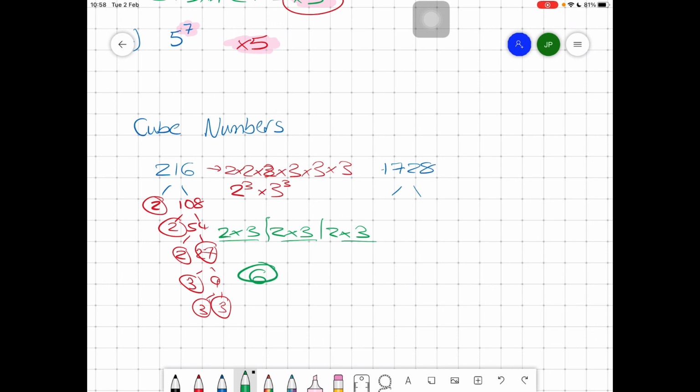Do not worry about 1728, but it's exactly the same idea with cube numbers, it's just we split into 3 groups rather than 2. Please make sure you've made any notes you need, get back onto Show My Homework and attempt the worksheet, please.